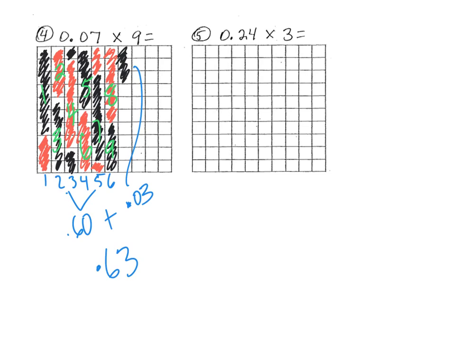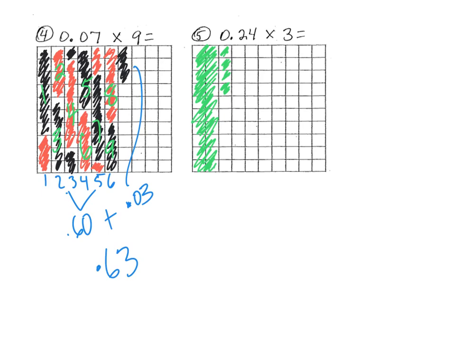Okay, the last example here, I'm going to switch back to a different color. Again, I'm thinking I've got 3 groups here. I'm timesing 24 hundredths times 3. And so I'm going to start with green, and I'm going to shade 2 columns at a time because that's going to give me 20. And then from here, I'm going to shade 1, 2, 3, 4. And so now I've got one group of 24 hundredths.